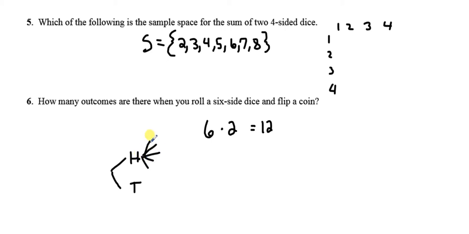And if I roll a head, I have 6 outcomes: 1, 2, 3, 4, 5, 6. And tails, 1, 2, 3, 4, 5, 6. And there ends up being head 1, head 2, head 3, head 4, head 5, head 6, tail 1, tail 2, tail 3, tail 4, tail 5, tail 6. So you can see these tree diagrams can get big in a hurry. So bottom line is, it's just the multiplication rule, 6 times 2.